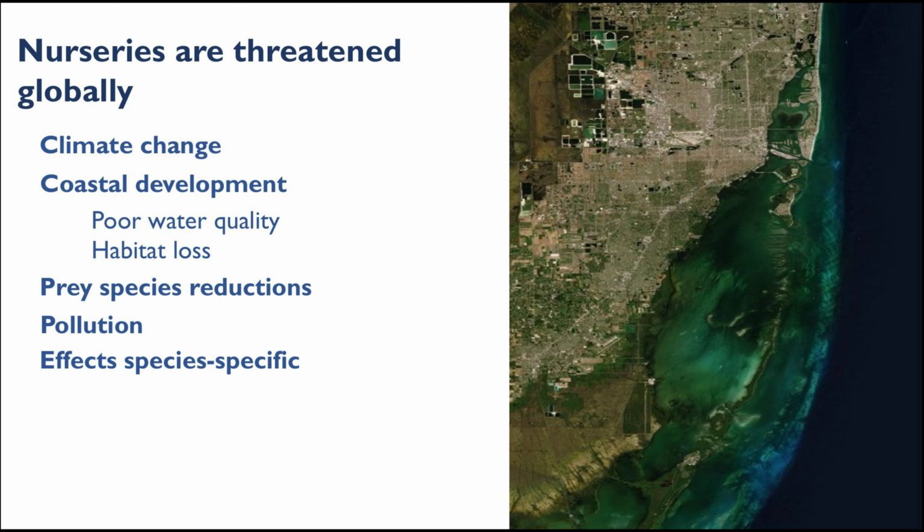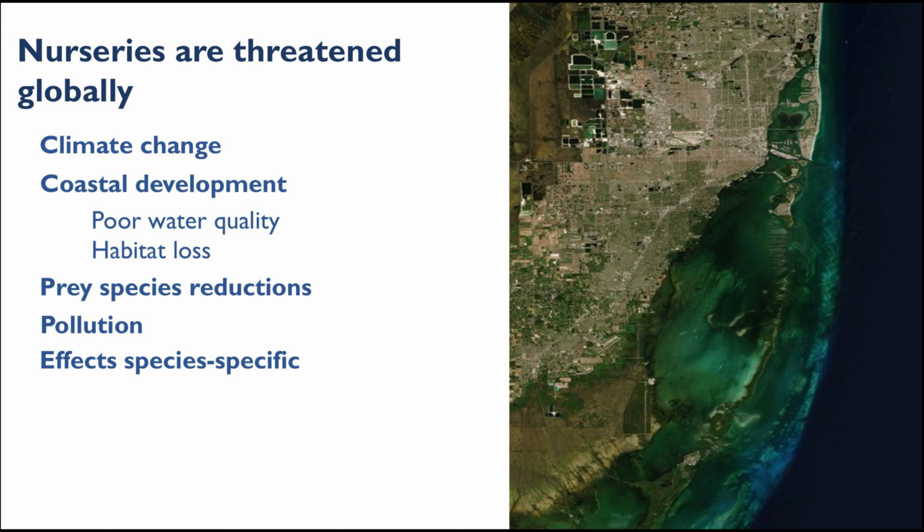They're threatened by a lot of things, and here in Miami, they're threatened by pretty much all of them at the same time. Climate change, coastal development, including the effects of poor water quality and habitat loss. Many juvenile sharks are mangrove associated or shallow seagrass bed associated, so we can imagine that Biscayne Bay habitats are really important to them. We see reductions in prey species that make it harder for small sharks to survive. Pollution, both nutrient pollution and obviously the more direct effects of actually running into trash and getting stuck.